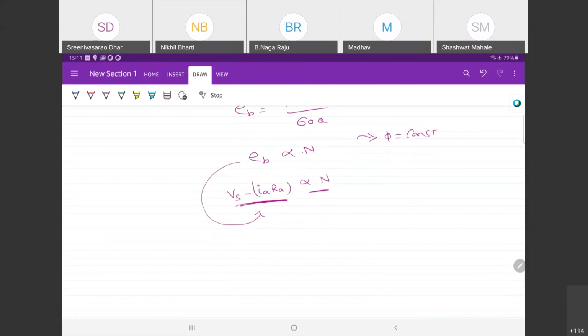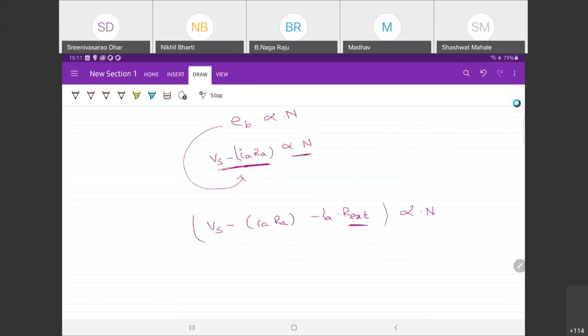One solution is to change this EB by using some external resistance. We need to add some external resistance, so that it is Vs minus IA into (RA plus R external). This entire thing is proportional to N. By changing this external resistance, the speed can be varied. This is known as armature voltage control.